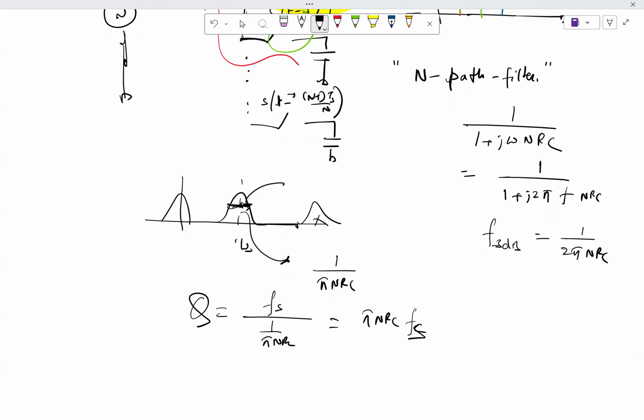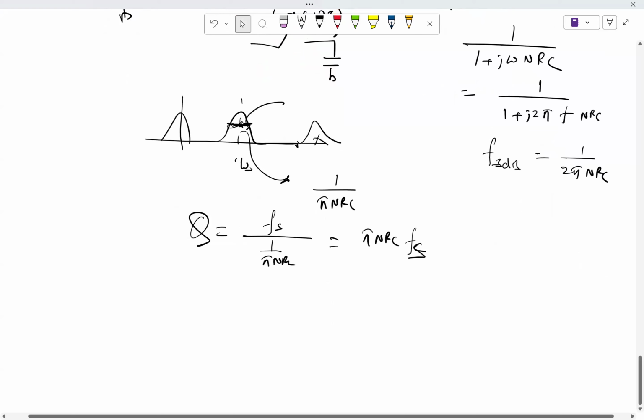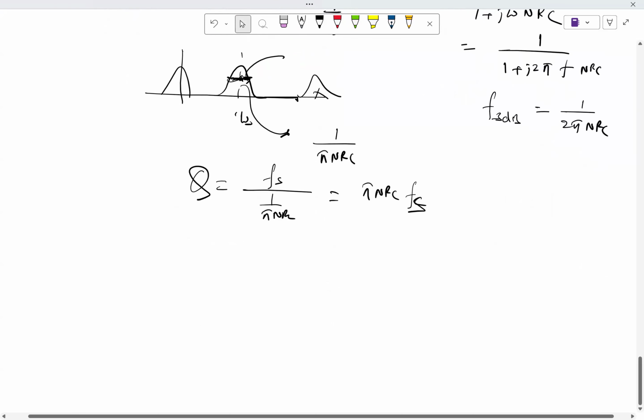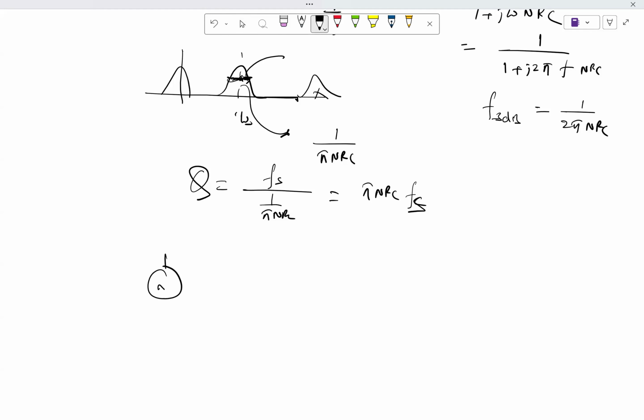Correct? So now, application of this. To understand the application of this, let's compare with any LTI bandpass filter. What is the simplest LTI bandpass filter? You can assume it to be this: second order. You can only have second order roll-off, and I think we talked about this.